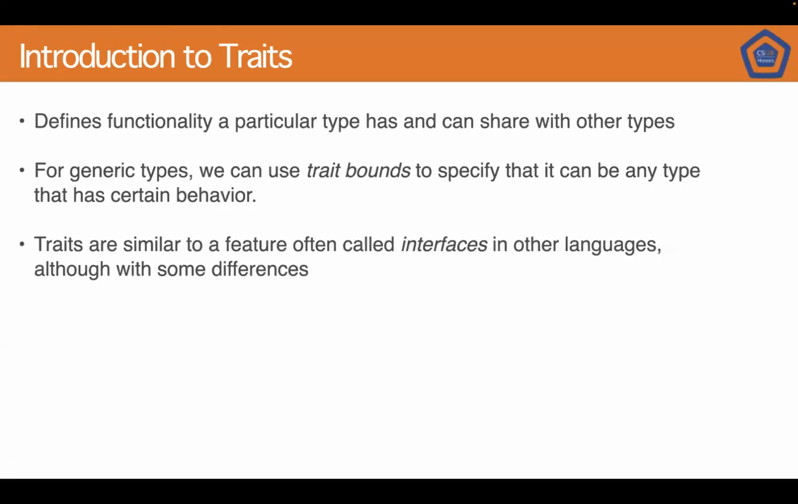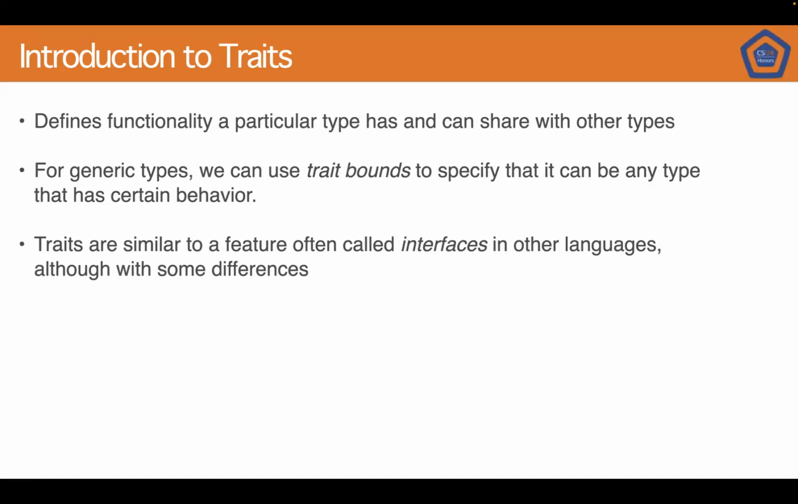A trait defines functionality a particular type has and can share with other types. So we can use traits to define shared behavior. A type's behavior is defined by the methods we call on that type. So different types would share the same behavior if we call the same methods on all of those types. So trait definitions are a way to group together these potentially shared method signatures. For generic types, we can use trait bounds to specify that a generic type can be any type that has a certain behavior. So these bounds restrict the amount of types that the generic type could be.